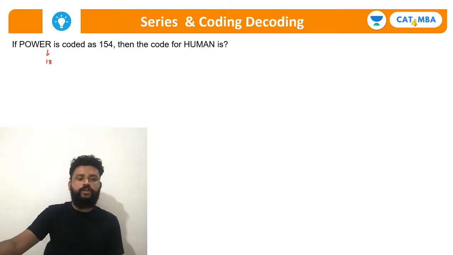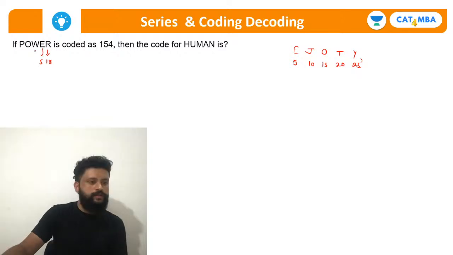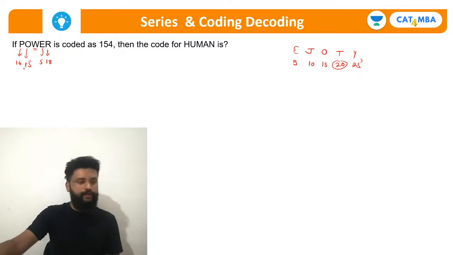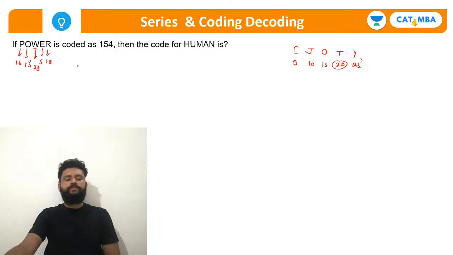I told you the shortcut: E J O Y, E J O Y. 5th, 10th, 15th, 20th, 25th. So E is 5th, O is 15th, that we know. After O comes P, so this will be 16. O is 15. Now we want W. After T, it is U, V, W. So W is 23. T is 20. So after 20, it is the third letter.